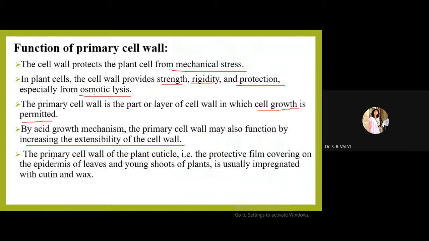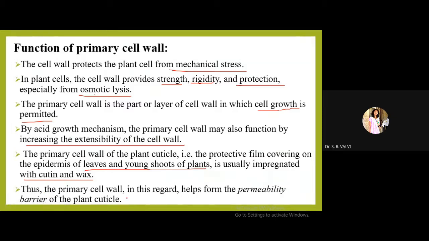Then see, the primary cell wall of the plant cuticle, that is the protective film covering the epidermis of leaves and young shoots of plants, is usually impregnated with cutin and wax. So always this primary cell wall again has one more layer, that is cutin and wax. So this again helps to protect the plant cell wall from foreign particles or any invasions which are coming towards the cell wall.